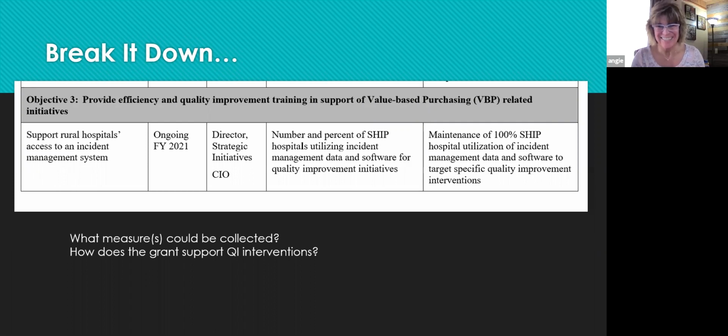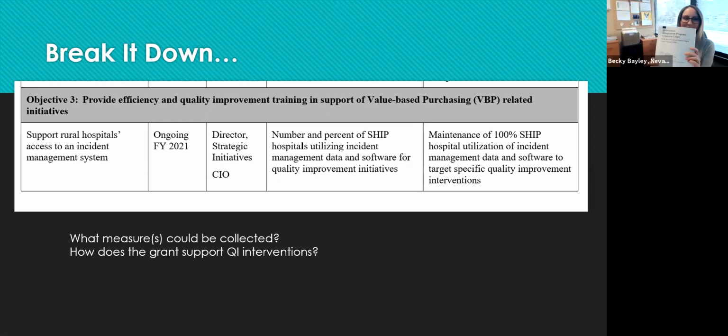We can put it here in the chat. Is there a performance management guide and evaluation guide that was created for SHIP? Aha, yeah. Is it this? Okay. I just found this the other day. I haven't looked at it yet, though.